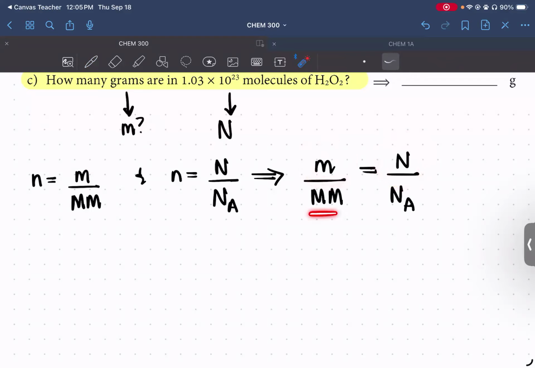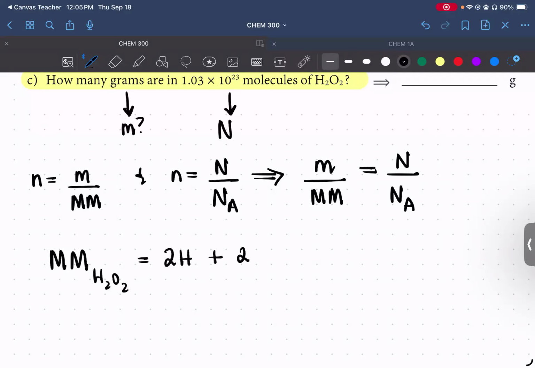All I need, of course, is the molar mass and Avogadro's number. So taking a second, we're trying to find the molar mass of H2O2. We know that there are 2 hydrogens and there are 2 oxygens. Remember, that's an O, not a 0. Hydrogen has a mass of 1. Oxygen has a mass of 16. We have a whopping total of 34 grams per mole.